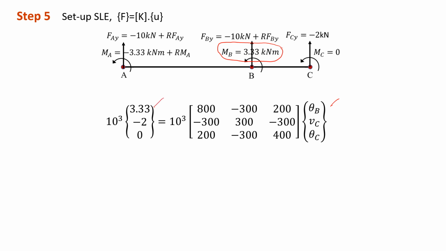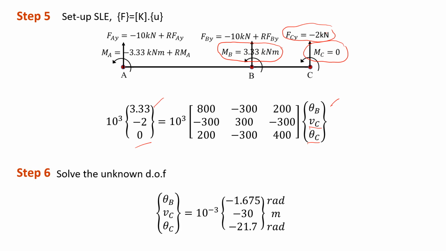And then for VC, the relevant value should be the vertical force at point C. And the last one, theta C, should be relevant to the moment at point C. That's why it's equal to 0. So the next step, just need to press your calculator to obtain the unknown degrees of freedom as shown in this slide.